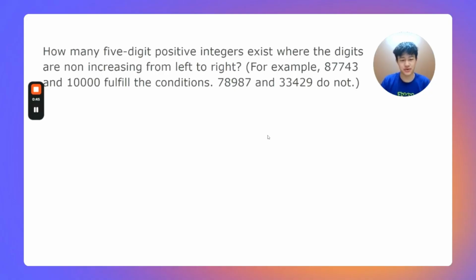Let's start off with an easy one, when all the numbers are the same. Only 9 numbers are like this because of the digits 1 through 9.